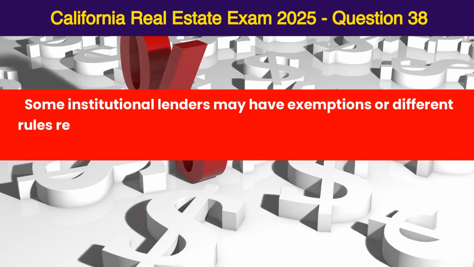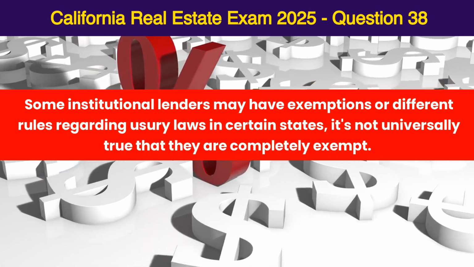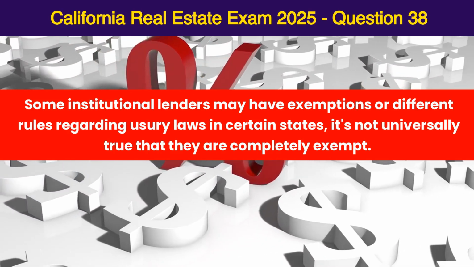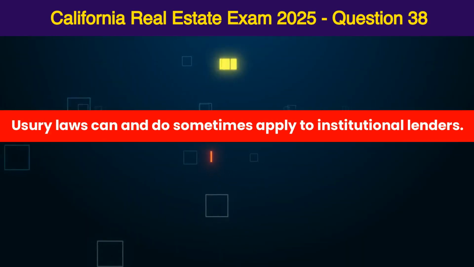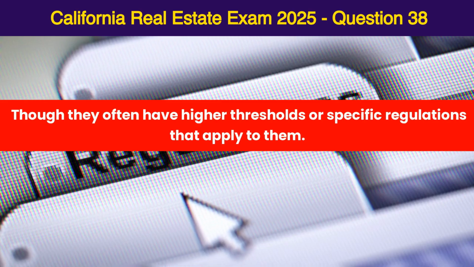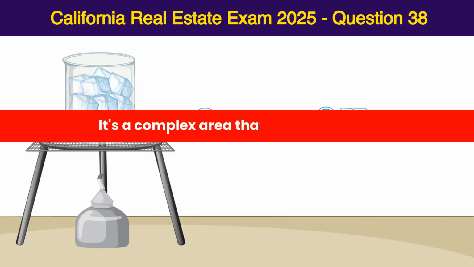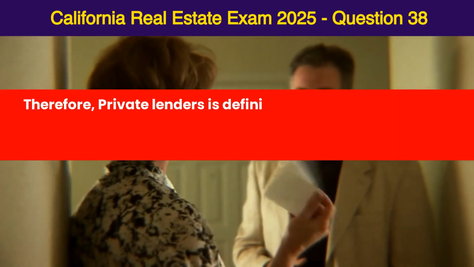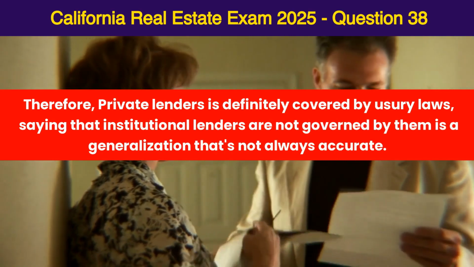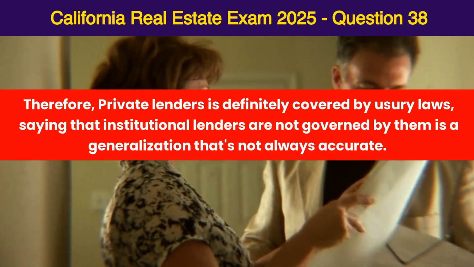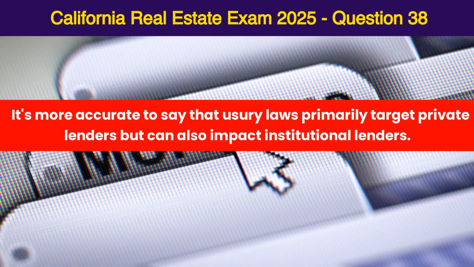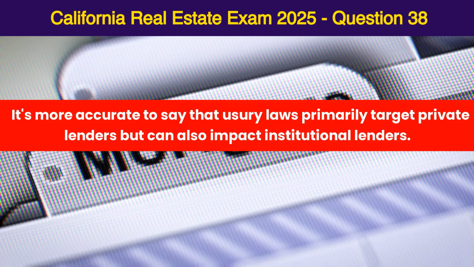Some institutional lenders may have exemptions or different rules regarding usury laws in certain states. It's not universally true that they are completely exempt. Usury laws can and do sometimes apply to institutional lenders, though they often have higher thresholds or specific regulations that apply to them. It's a complex area that varies by state. Therefore, private lenders are definitely covered by usury laws. Saying that institutional lenders are not governed by them is a generalization that's not always accurate. It's more accurate to say that usury laws primarily target private lenders, but can also impact institutional lenders.